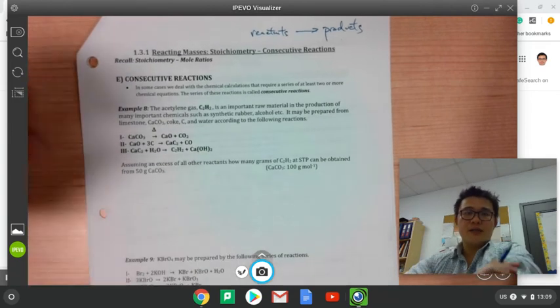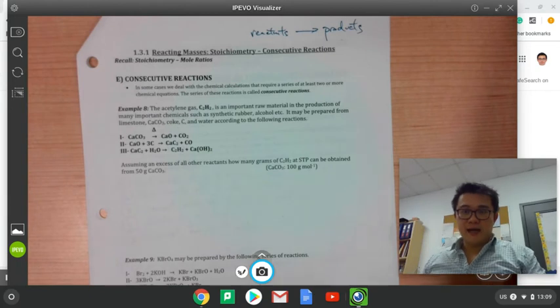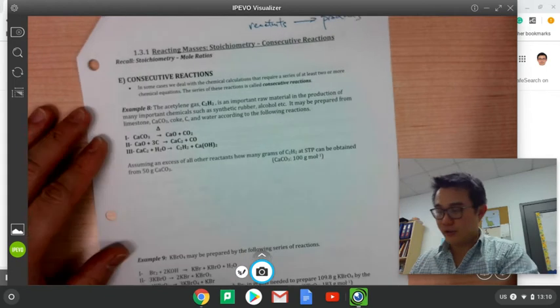Okay, so it is a chemistry idea too, but it's not difficult. It is really just following the trail. You're following the trail, and it's actually somewhat easy. So let's do this together.